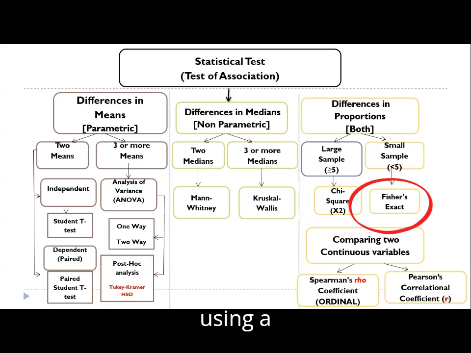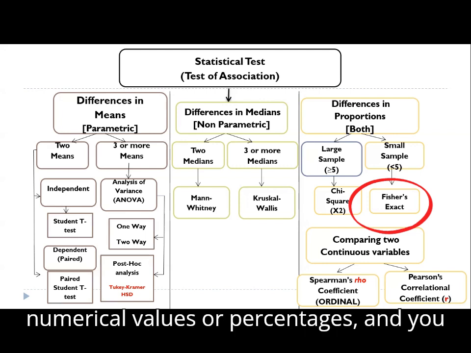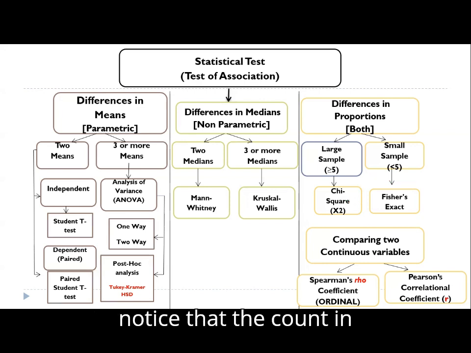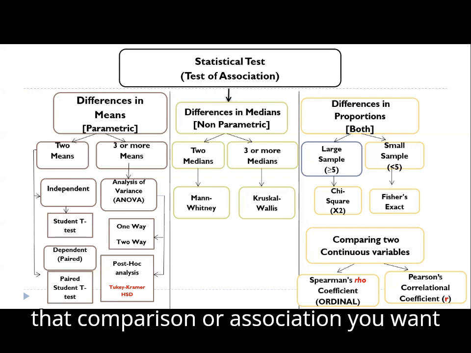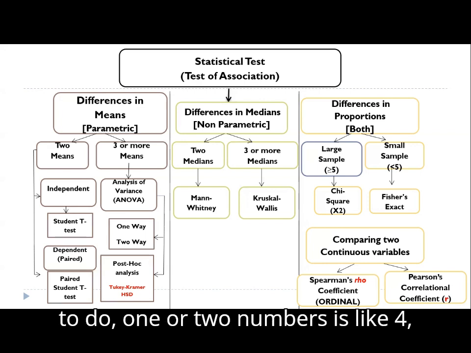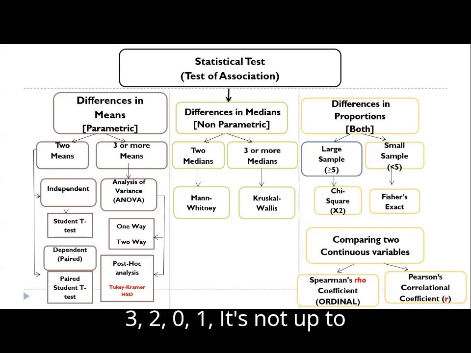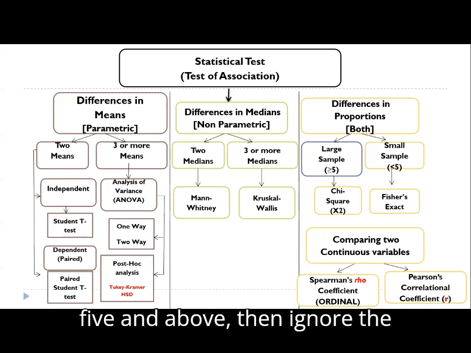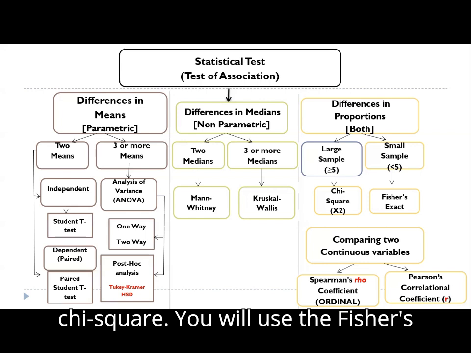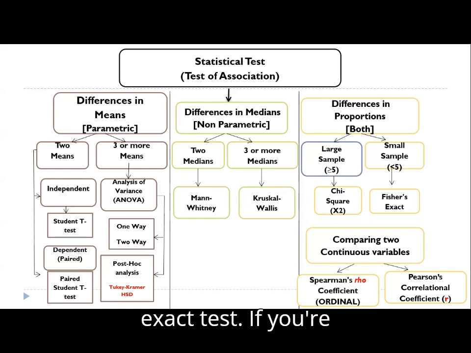So if you're using a comparative frequency or numerical values or percentages, and you notice that the count in that comparison or association you want to do, 1 or 2 numbers is like 4, 3, 2, 0, 1. It's not up to 5 and above. Then ignore the chi-square. You will use the Fisher's exact test.